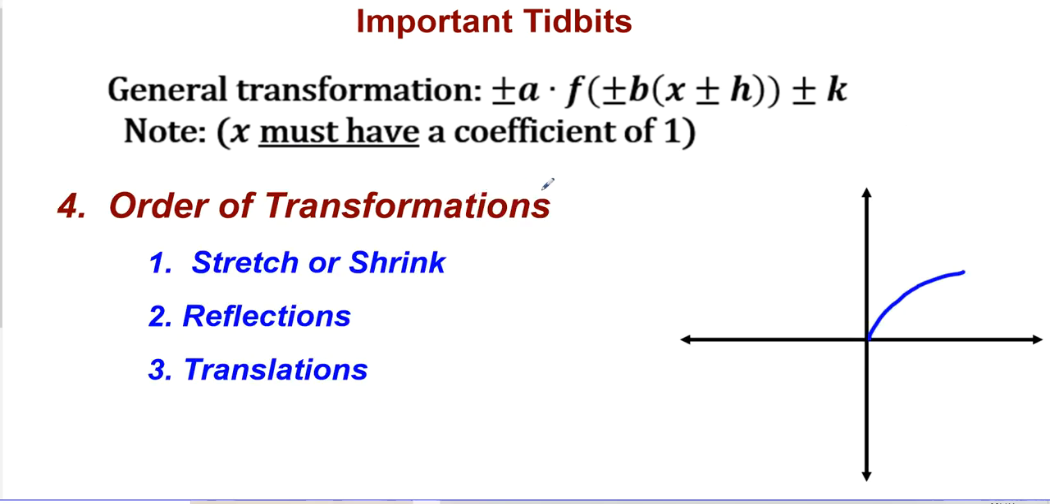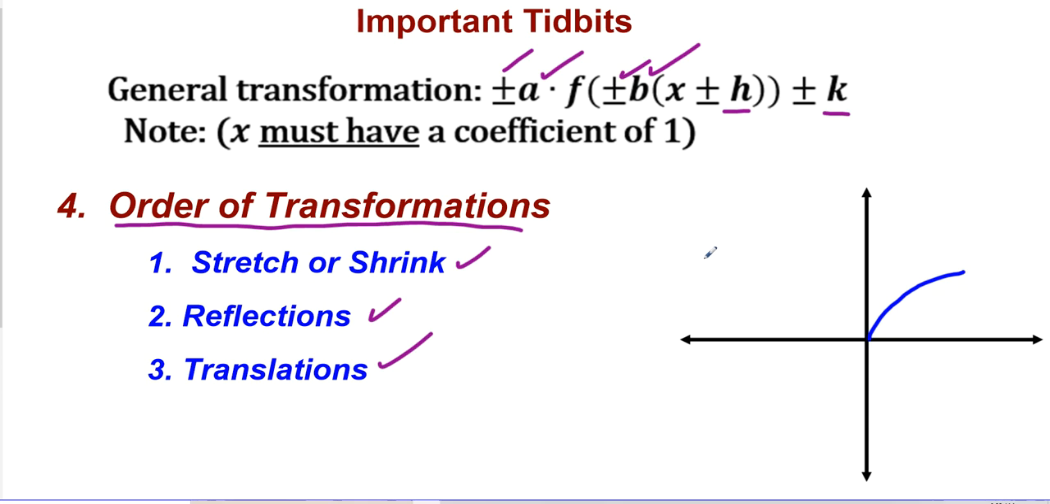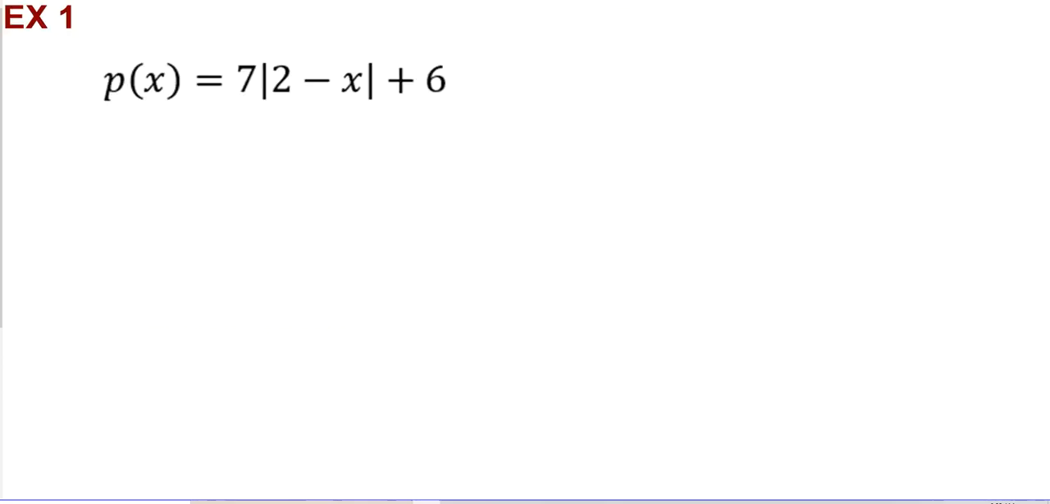The next tidbit is the order of transformations, and this is something we're going to experiment with in class. I will intentionally have a few volunteers in class who will do these out of order, and we're going to compare graphs. So the first thing we're going to do is stretch or shrink, and that's going to be your A and your B right here. And then we're going to do our reflections, and that's going to be these signs right here, whether it's going to be across the X or across the Y. Then the last thing we're going to do is our translations. So let's go ahead and take a look at how we do this on an example.